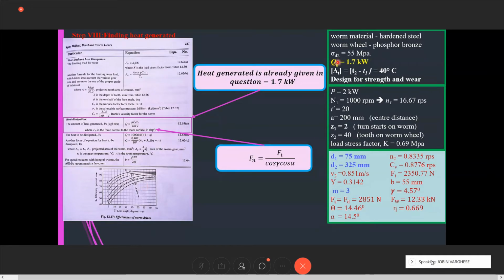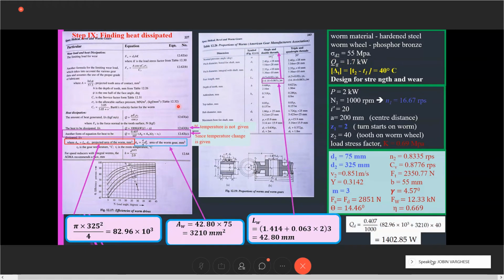So the heat generated is already given, and then we can go for the heat dissipated. We have to find the equation for heat dissipated and solve it. Another equation for the heat is Q equal to 0.407 by this equation. The reason we are using it is that there is a factor T2 minus T1, and the question asks for a temperature change, T2 minus T1 equal to 40 degrees. If temperature is not given, this equation can be used as an approximate calculation without temperature.